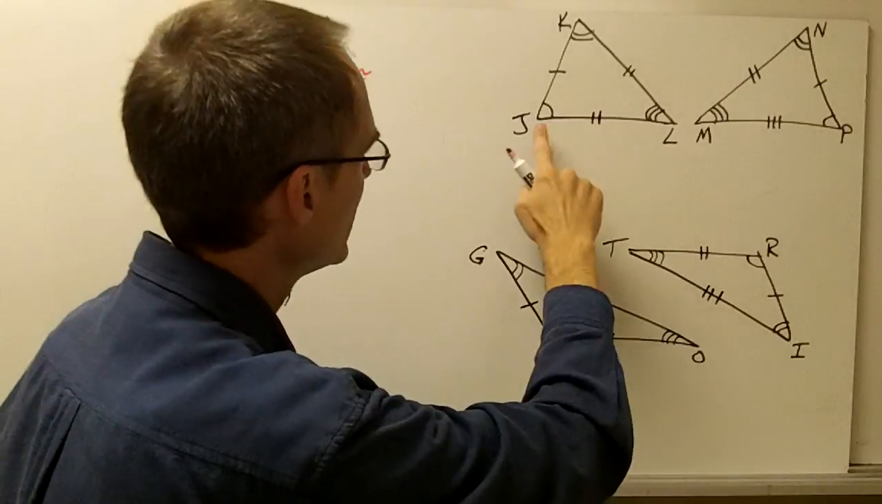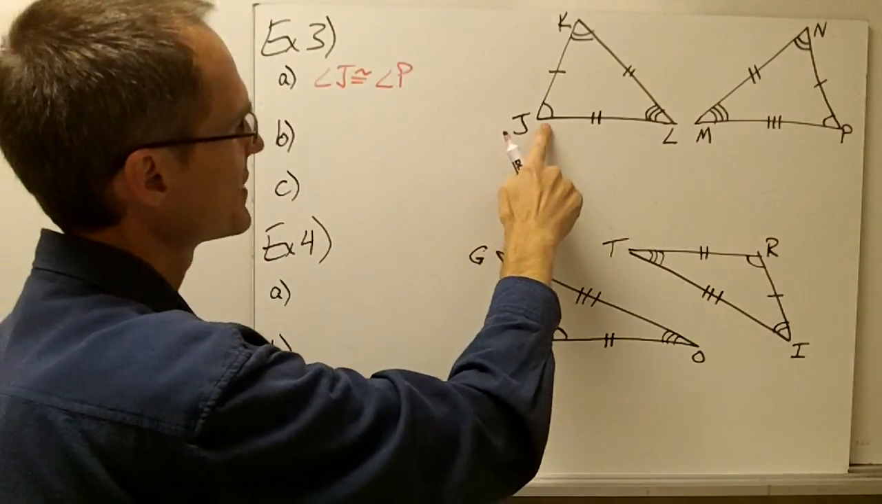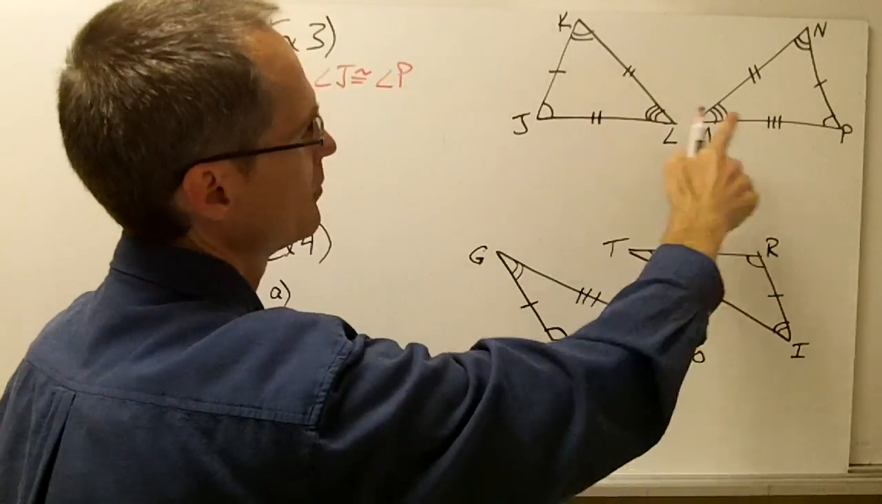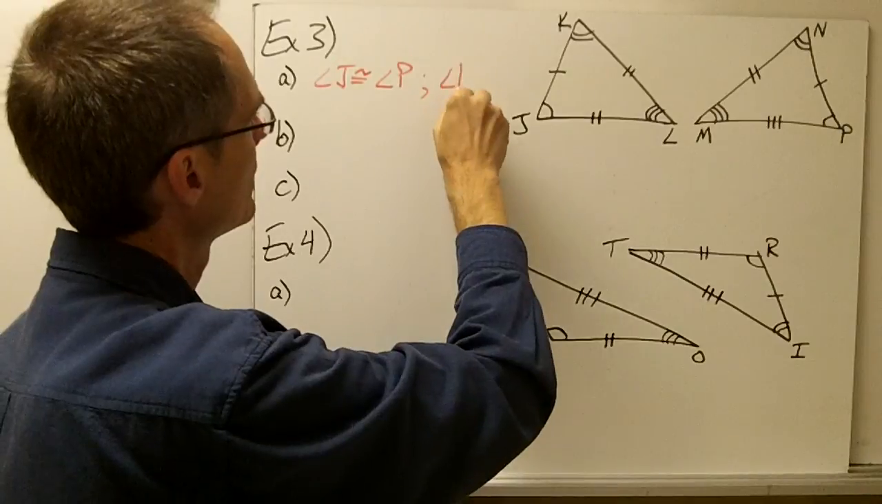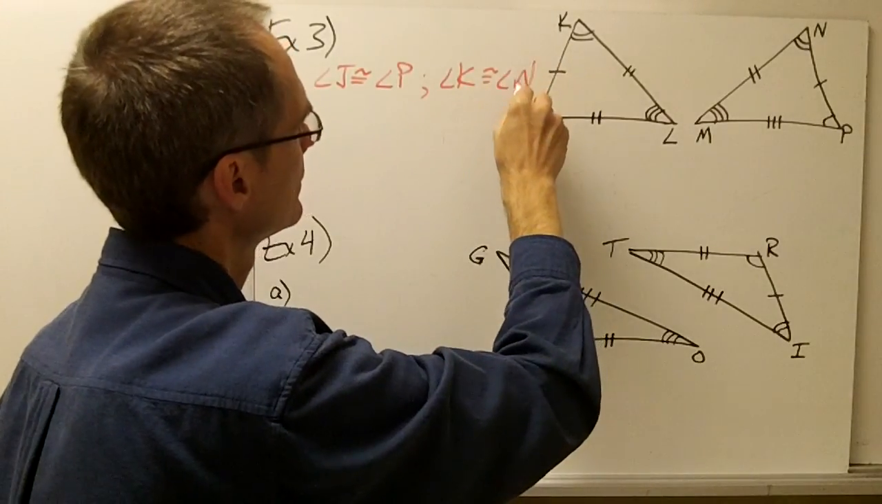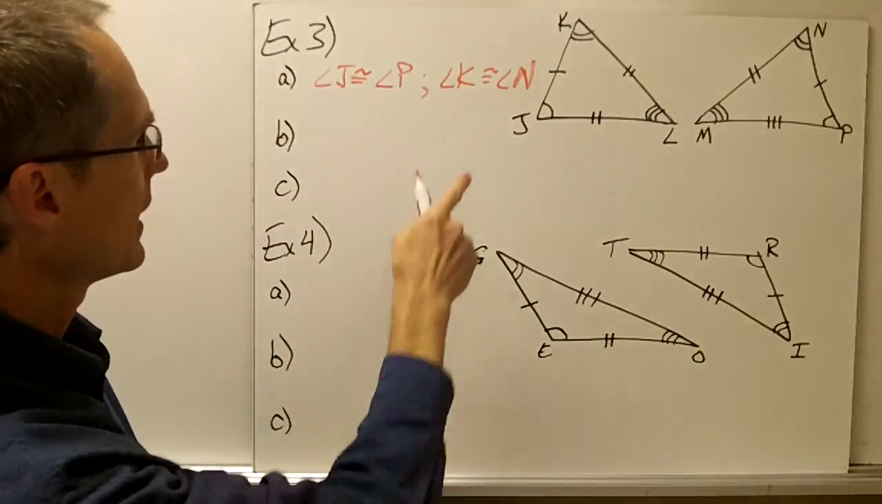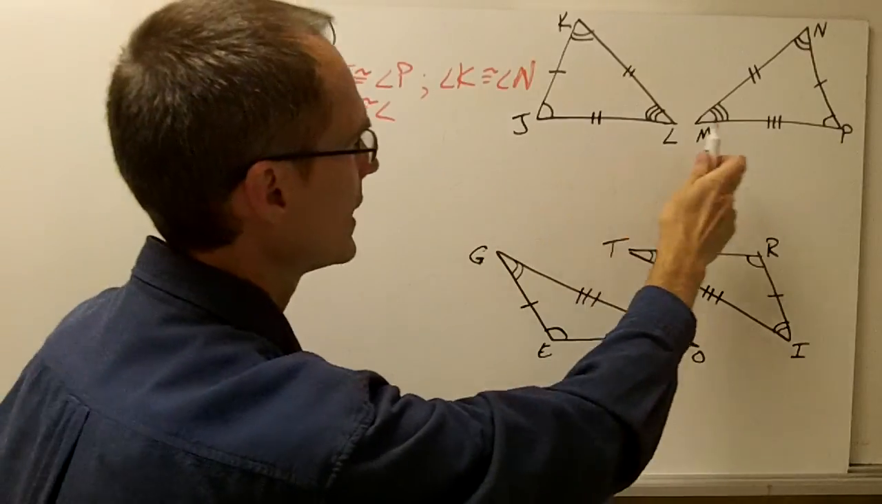So let's see. My corresponding angles, my congruent angles, angle J. J is not congruent to M. J is congruent to P, since they both have the same single curve hash marks. Angle K is congruent to angle N. And let's see, angle L is congruent to angle M.